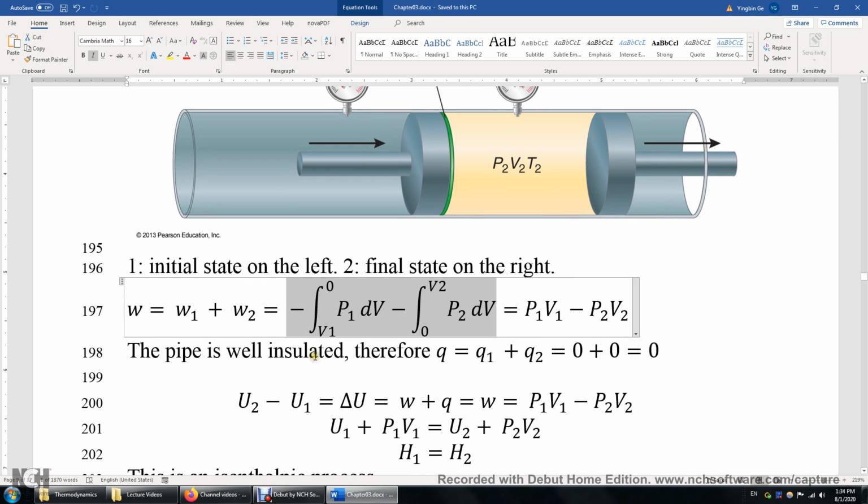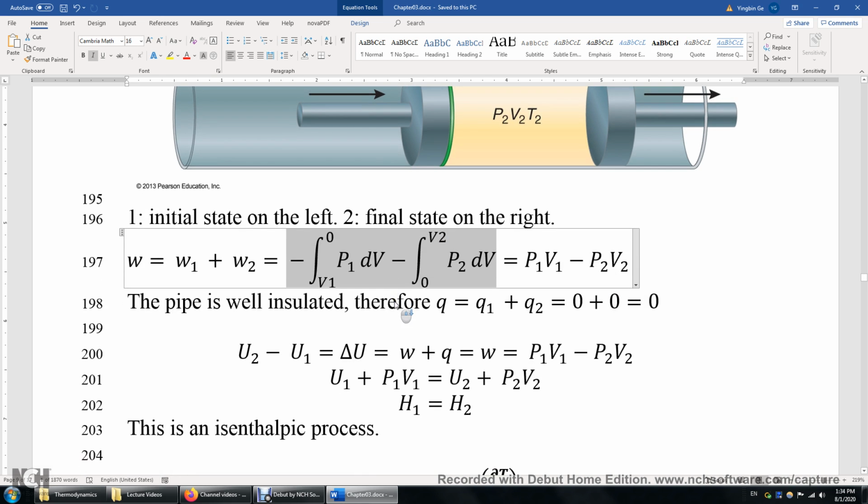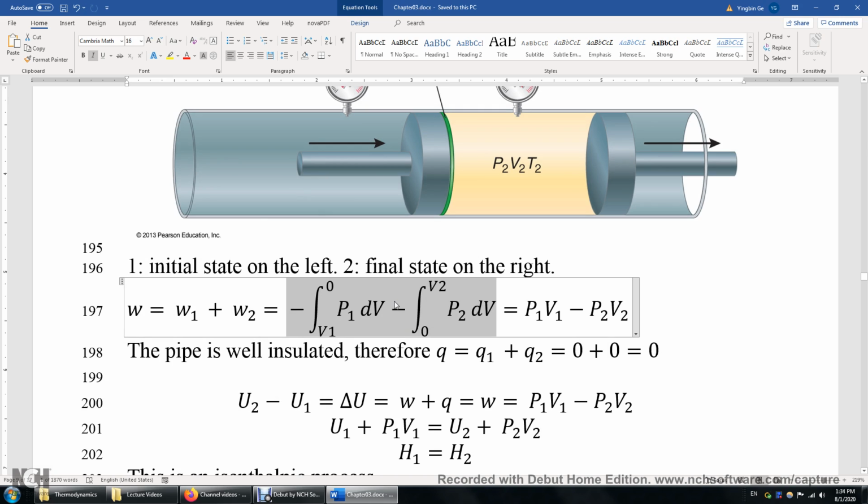And the pipe is well insulated. Therefore, Q is 0. Q1 is 0, Q2 is 0, Q is 0. In that case, we can compute the internal energy change of the ideal gas. That's U2 minus U1, the final U minus initial U. That's delta U. Delta U is equal to Q plus W. We know Q is 0 because the system is well insulated. There's no heat transfer. Therefore, delta U is W, and W is P1V1 minus P2V2.